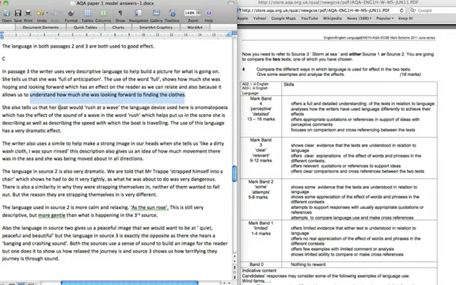She also tells us that her boat would rush at a wave. The language device used here is onomatopoeia, which has the effect of a sound of a wave in the word rush, which helps put us in the scene as she is describing, as well as describing the speed which the boat is traveling. The use of this language has a very dramatic effect.